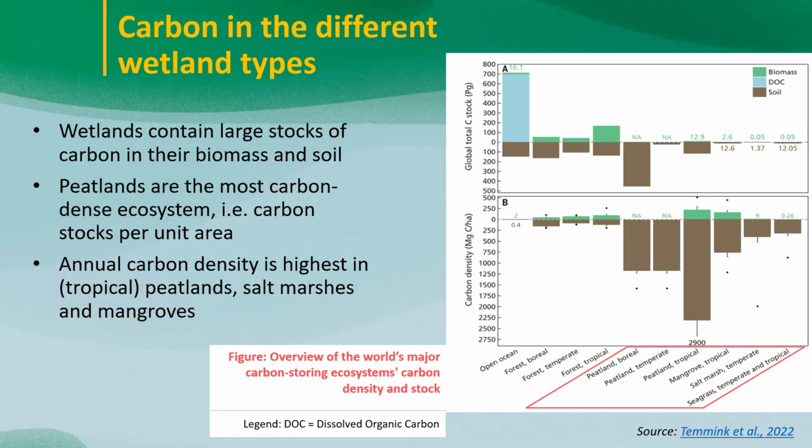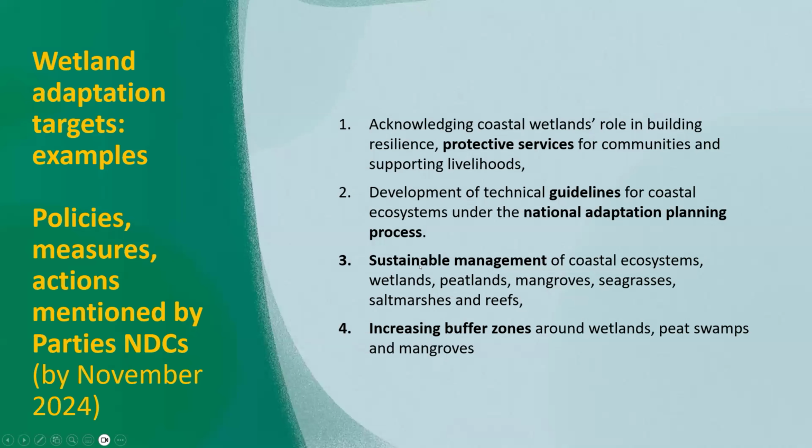But now, of course, in the situation of climate change, both of these high carbon ecosystems are being degraded by man, but also impacted by climate change, the differences in water cycles. So these carbon stocks are often threatened. Also, that's why we should be looking at the wetlands also from the adaptation perspective.